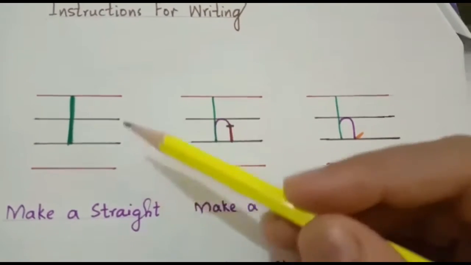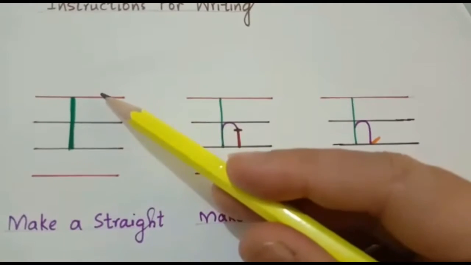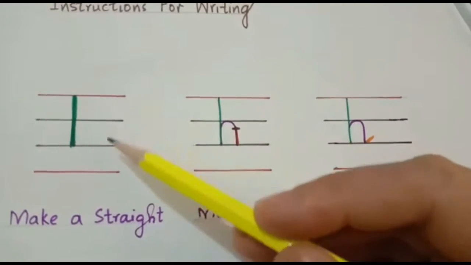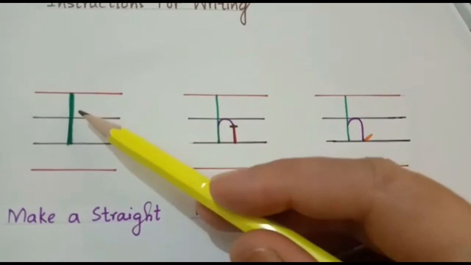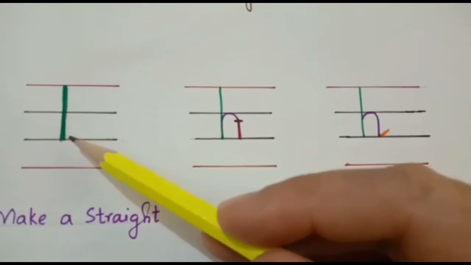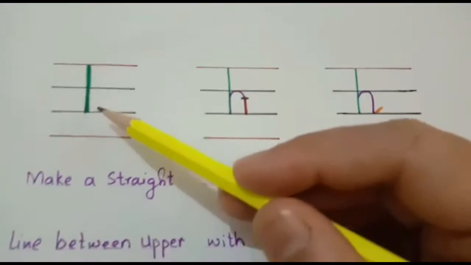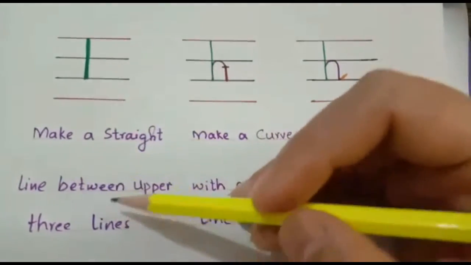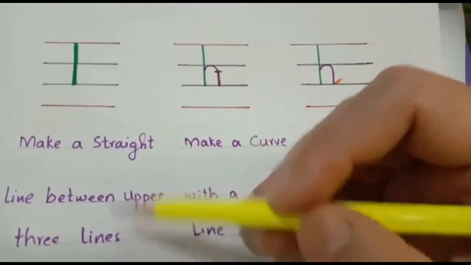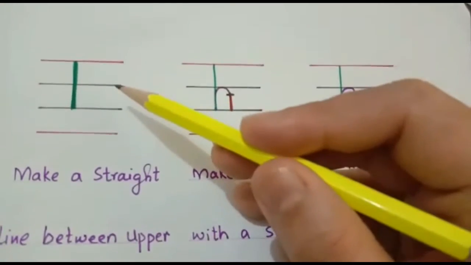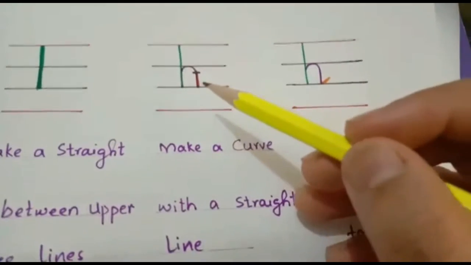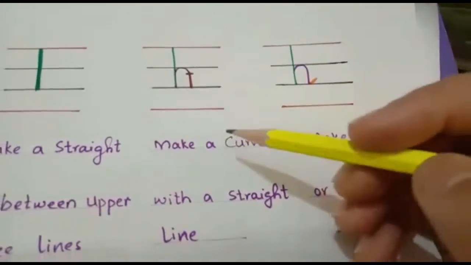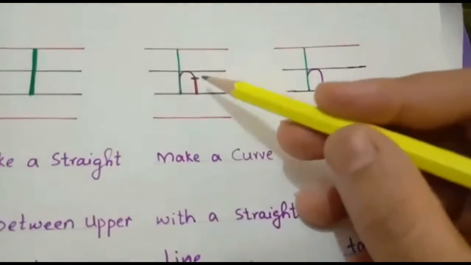Okay, in the first step, you will make a straight line between top and base line. You will start from the top line and come down, make a straight line and touch the base line. Yes, make a straight line between the upper 3 lines. Okay, top, middle and base. Okay, in the next step, yes, make a curve with the straight line.